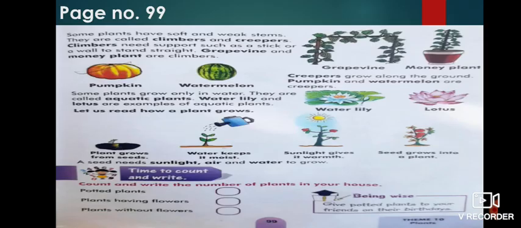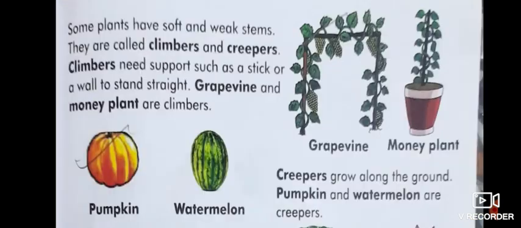Next, on page number 99, climbers and creepers. Now, what are climbers and creepers? Climbers and creepers both have soft and weak stems. Climbers also and creepers also. They have very soft and weak stems.